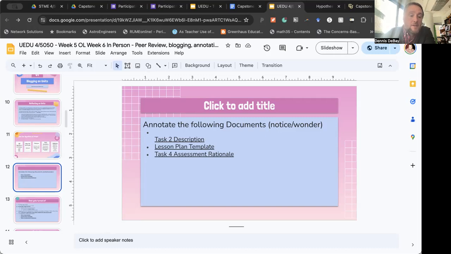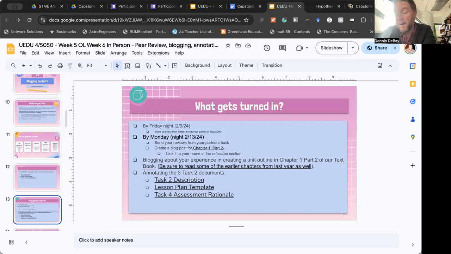And so as a reminder, by Friday night this week, you're going to go through and share a draft with your friends in your group. You're going to then, by Monday night, give your reviews back so that they have a week to go through and check before it's due. You're going to be blogging about your experiences in unit planning, and then you're going to annotate the rest of the documents we're going to use through the semester.